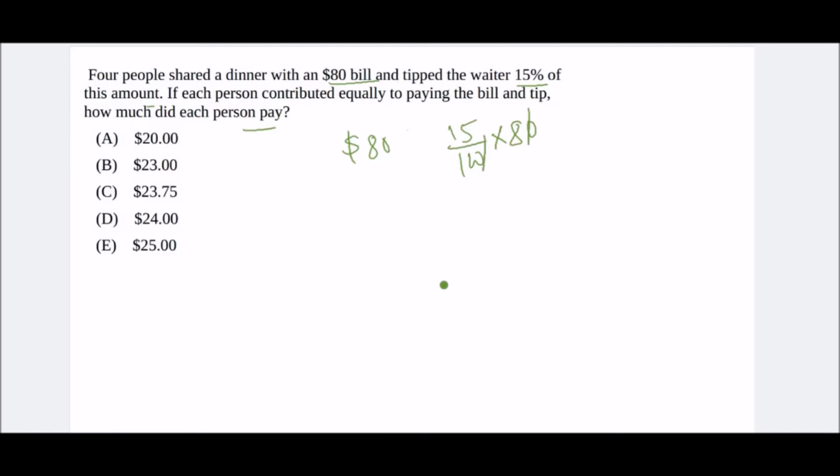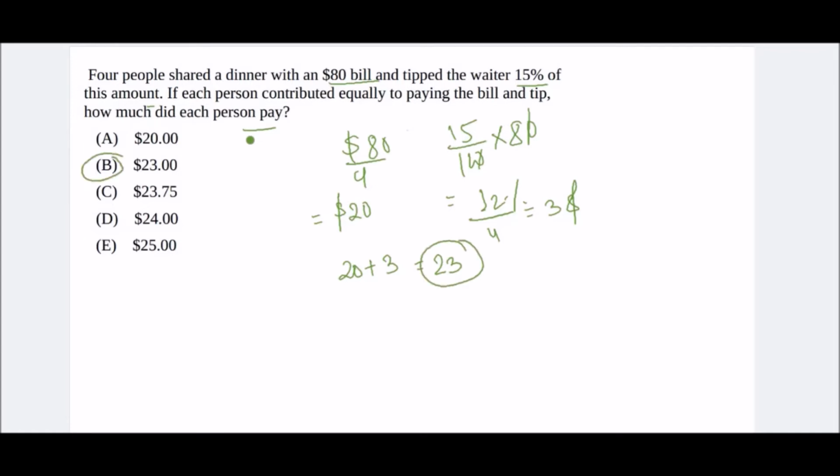0, 0 is cancelled out. Then it will become $12. So there are a total of 4 people, so we have to divide it. So the bill will become $20 for each person and the tip will become $3 for each person. So each person contributed a total amount of 20 plus 3 is equal to $23. So our answer will be option B.